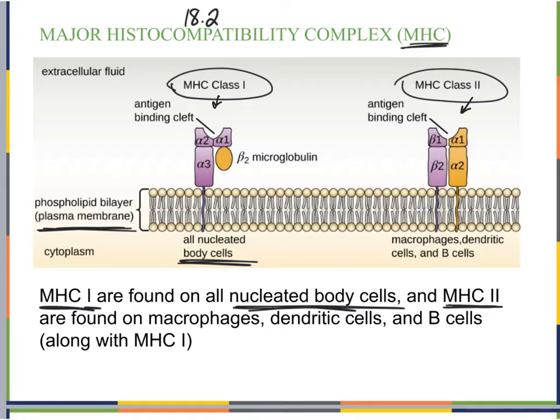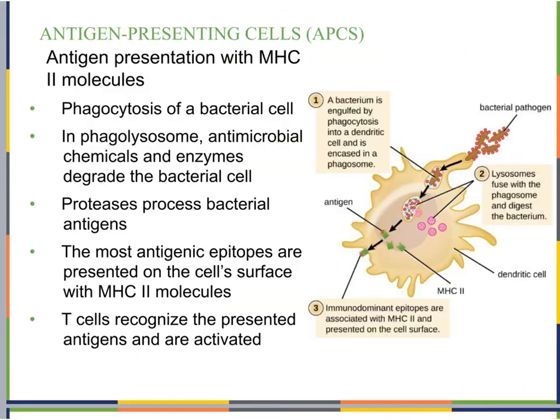The MHC class 1 is on all nucleated body cells, so that means immune system cells and every other cell, whereas the MHC class 2 are found on macrophages, dendritic cells, and B cells. But they also have the MHC1. That's why it's important to note that MHC1 is on everything except the non-nucleated cells, which are the red blood cells. And then the MHC class 2 are only on macrophages, dendritic cells, and B cells. That's because these are antigen presenting cells. So let's talk about that.